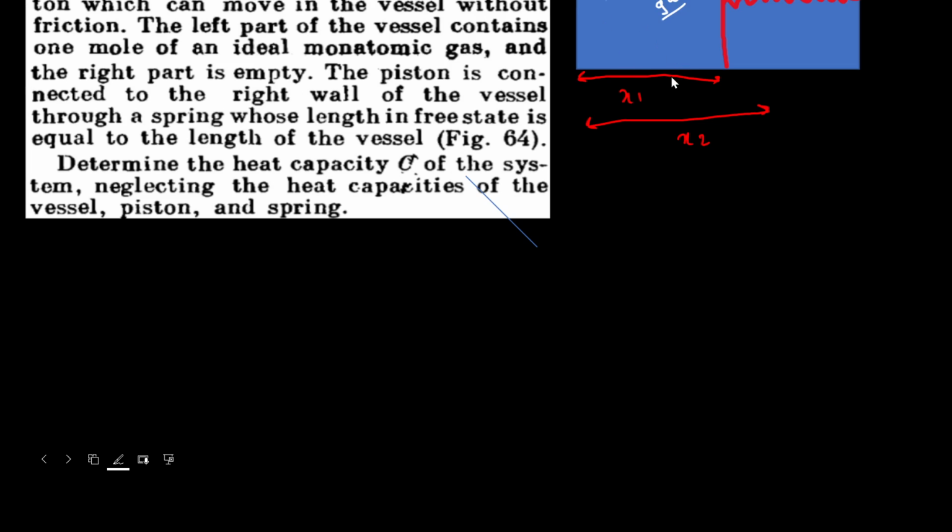Now if we give a small amount of heat to this system, there will be a temperature rise as the piston moves from x1 to x2. We say that the temperature when the piston was at a distance x1 was T1, and when the distance comes out to be x2, the temperature is T2. Now, since there is 1 mole of gas, we can directly say that dq equals C dT. The dT is nothing but T2 minus T1.